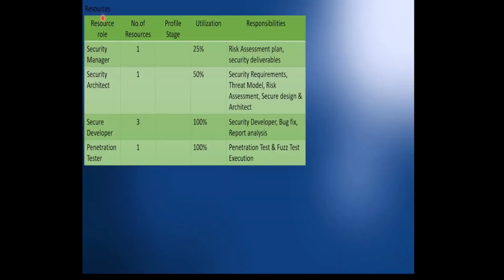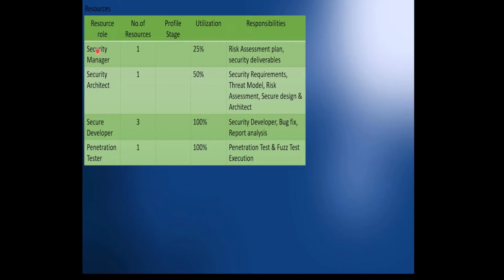Okay, next is resources: resource role, number of resources, qualification or profile stage, sometimes this is band or grade, we can mention if required. Utilization, the percentage of utilization for the project. Responsibilities. So the resource responsibility also we need to identify when we create the security proposals. This is the sample resource identification which we identified for these proposals. For example: resource role, number of resources, profile stage or band or grade, utilization, responsibilities.